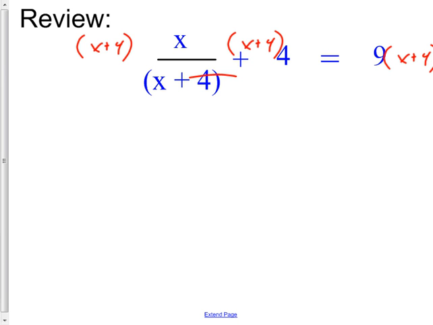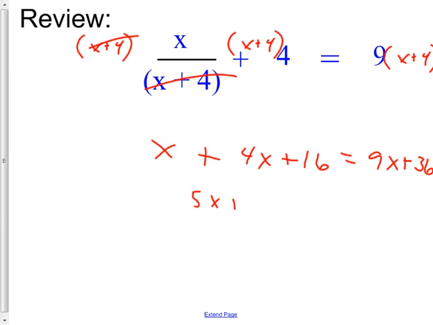All right, you should know that those cancel and just get x. And 4 times x plus 4 is 4x plus 16. A lot of people forget to multiply the 4 by both parts. 9x plus 36. And do I even have an x squared anywhere in this thing? No, so this is going to be a fairly easy one, because it's not even a quadratic. So then I would get it down to 5x plus 16 equals 9x plus 36.